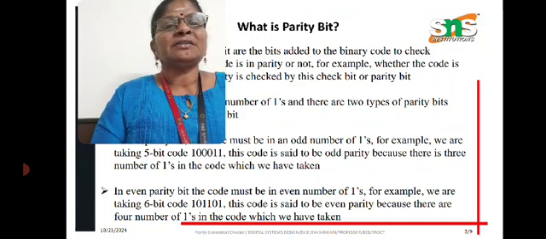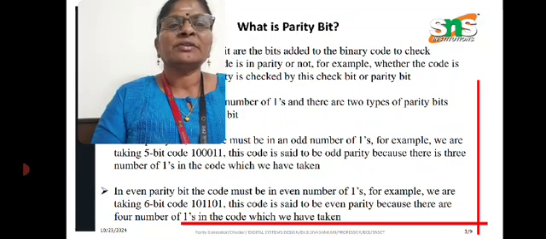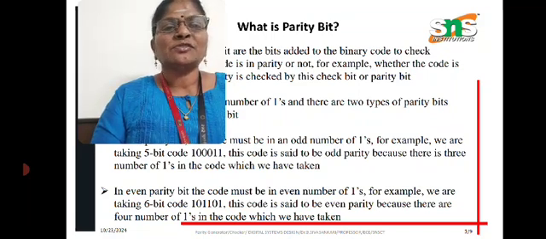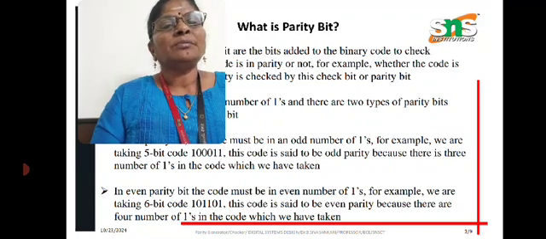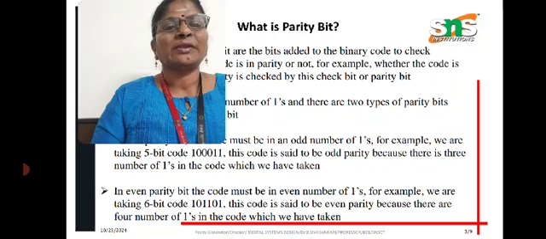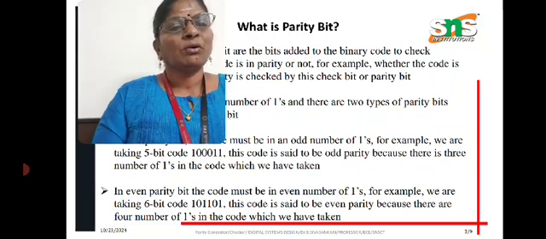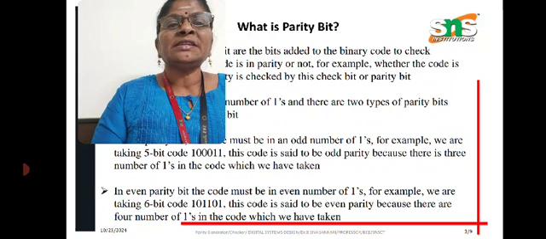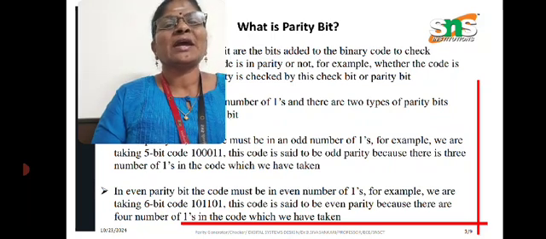There are two types of parity bit: one is odd and another one is even. In odd parity, the code must have an odd number of ones. For example, if you take a 6-bit code like 100011, this code is said to be odd parity because there are 3 ones in the code.